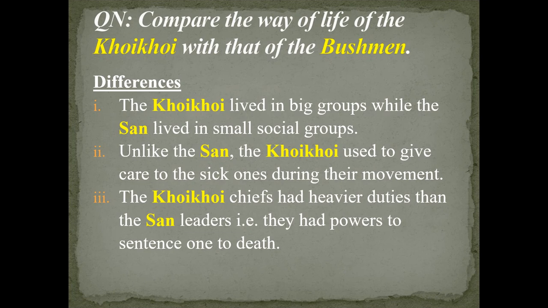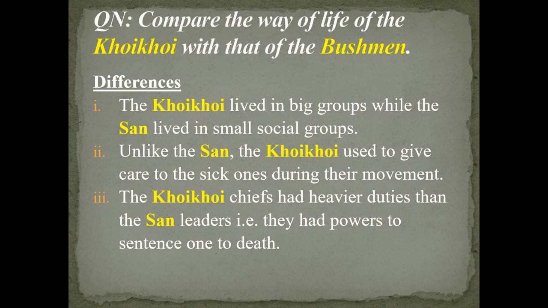Now when we are looking at the differences, make sure that you use a distinctive word to separate the two, to show the difference. When we are talking about differences, we use words like whereas, while, but. Those ones. Don't write only one block statement. The first one, the Khoikhoi lived in big groups, while the San lived in smaller groups. Then another one, unlike the San, the Khoikhoi used to give care to the sick during their movement. So the San could not care for the sick.